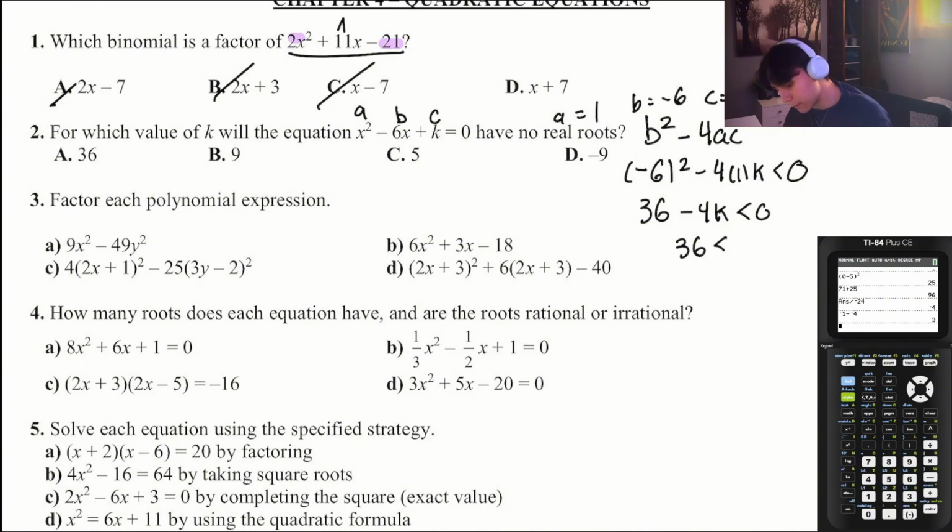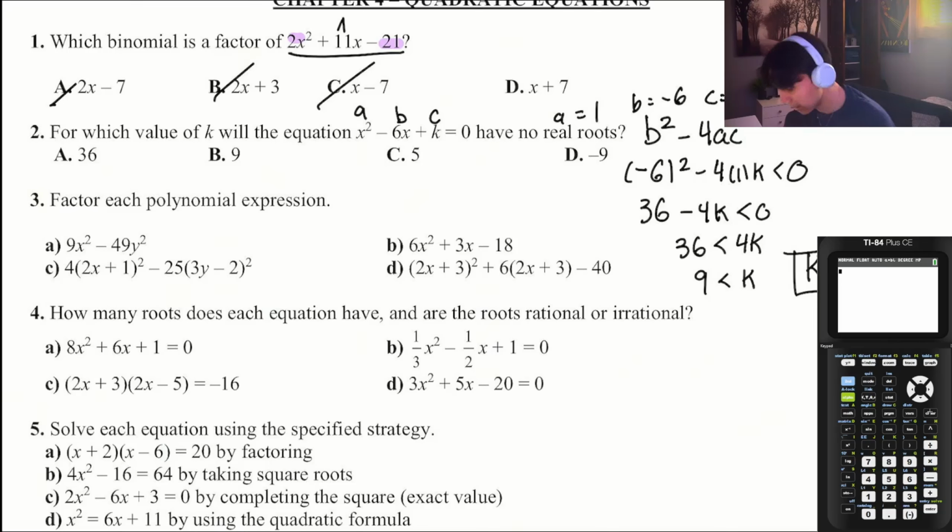You add 4k to both sides. And now you divide by 4. And you get k is greater than 9. Or it could be written like this. So, whichever equation has this being true will give us the right answer here. So, we found the solution for where we have no real solutions, okay?